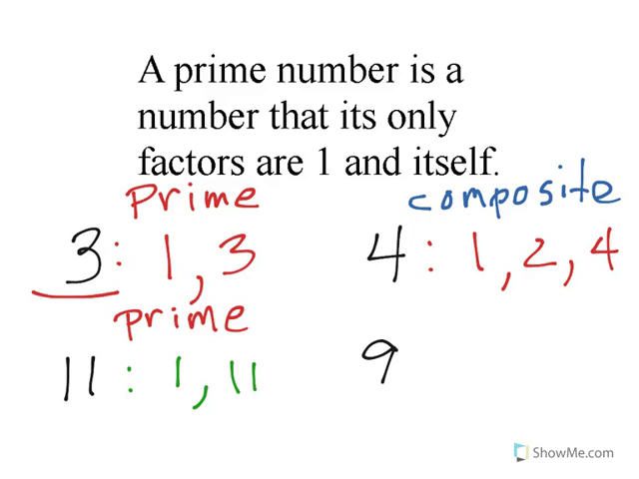Okay, so if we take a look at number 9, the factors of 9 are 1, 3, and 9. Well, since it has more than just the factors of 1 and itself, we would then say that 9 is composite. We're not too concerned with composite numbers. We're more concerned with prime numbers.